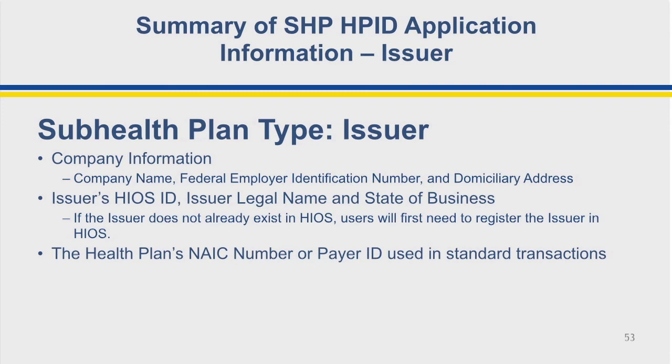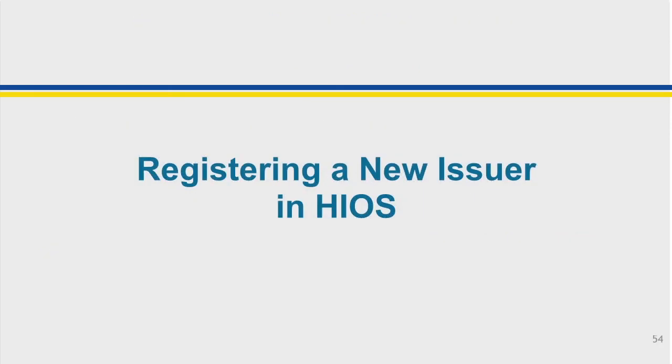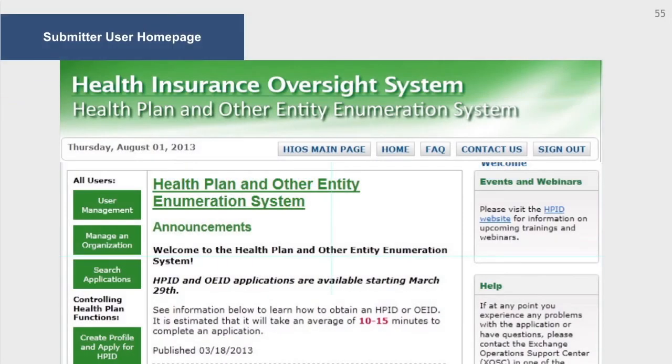The issuer is identified by its HIOS ID, issuer legal name, and state of business, all of which is retrieved from the HIOS database. If the issuer is not already in the system, it will need to be registered. In this section, we'll describe the process for registering a new issuer in HIOS. Users have the option to select the Manage an Organization button directly from the HIPPOS homepage, but may also select the same button on the HIOS homepage.